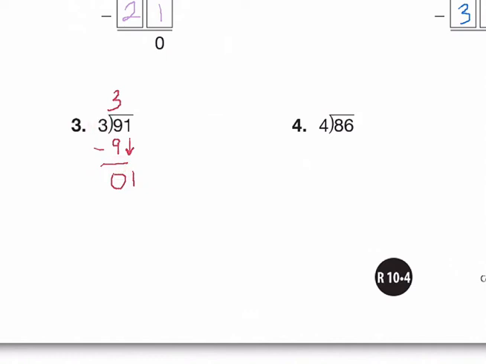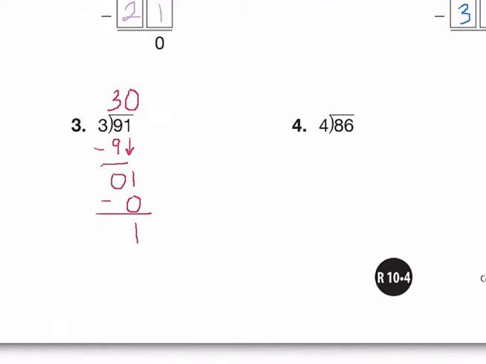I need to think to myself, how many times does my divisor 3 go into 1? Ooh, this is a tricky one. We haven't done a lot of these. But just ask yourself, how many 3s can I pull out of 1? Well, I can't pull any. 1 is already smaller. So up at the top, I need to put a 0 because I can't take any 3s. And I need to take my 0 times my divisor and put that down here below. 0 times my 3 is going to be 0. And look at that problem. 1 minus 0 is 1 left over.